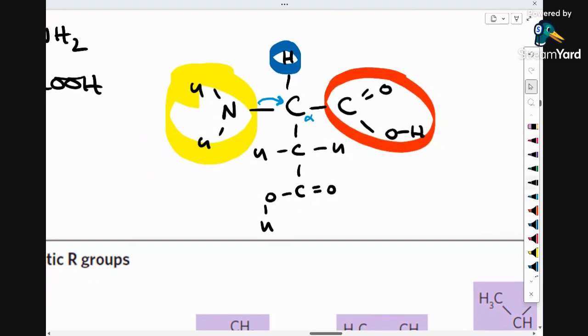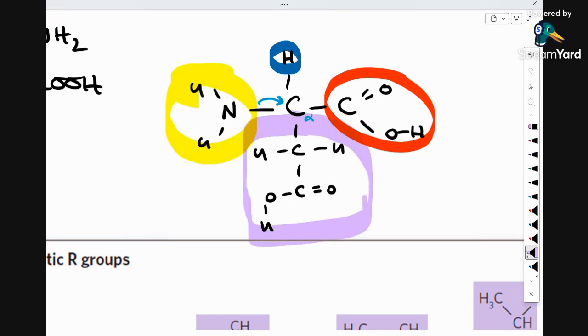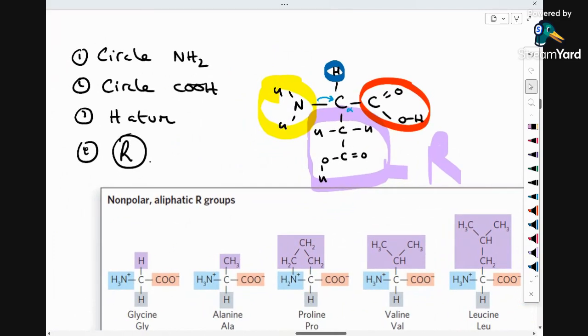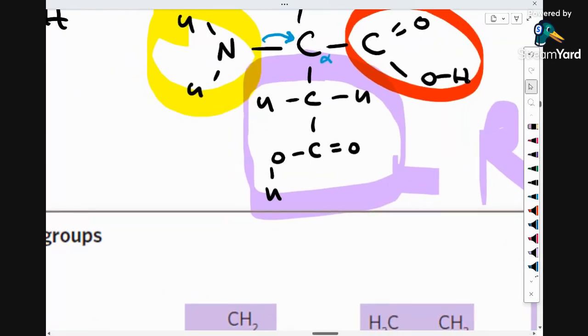So actually all of this, run out of colors, let's do it in purple, all of this is your R group. So that's how you do it. Start with your amino group, then look for your alpha carbon, look for the carboxylic acid group that's attached to that, look for your individual hydrogen, and then whatever's left is your R group. Don't be confused. R groups can have carboxylic acid or amino groups on them.